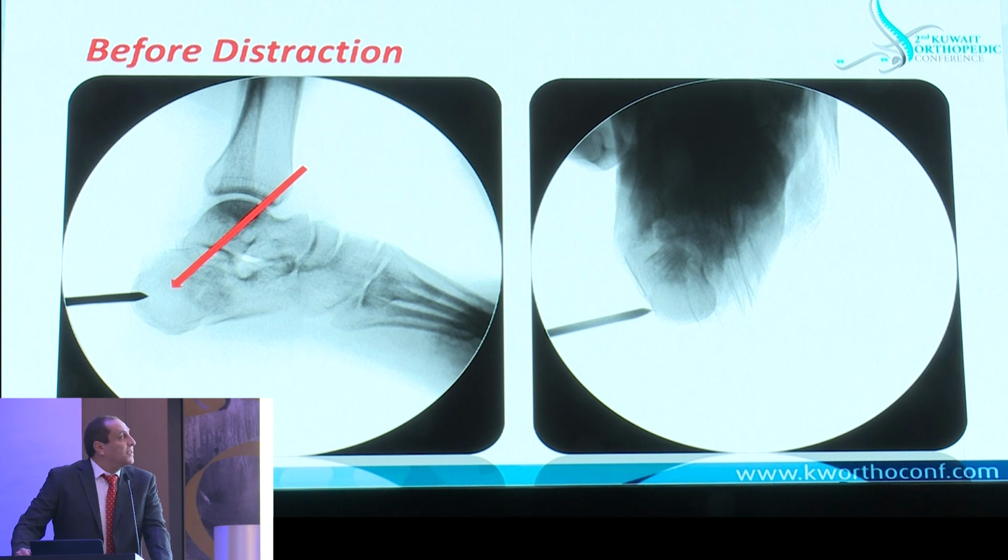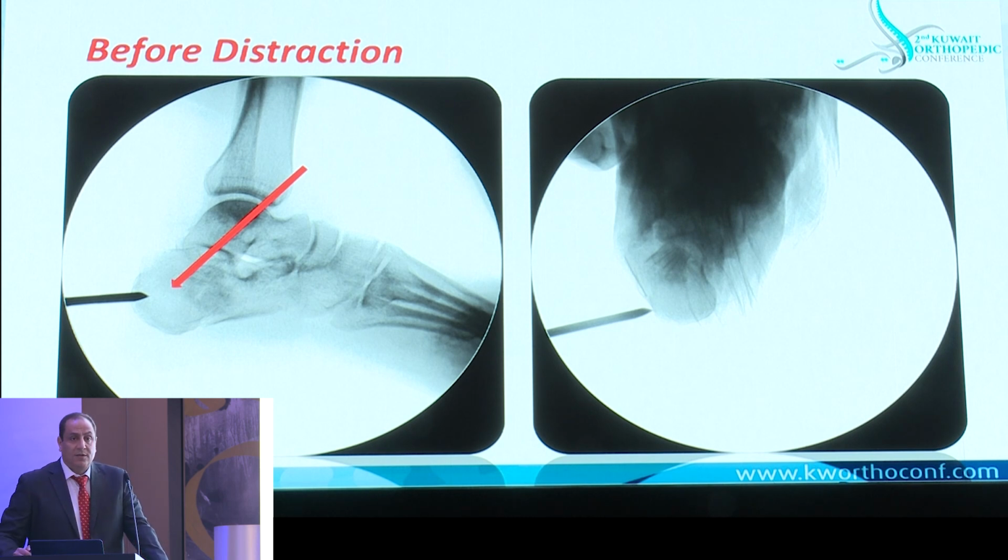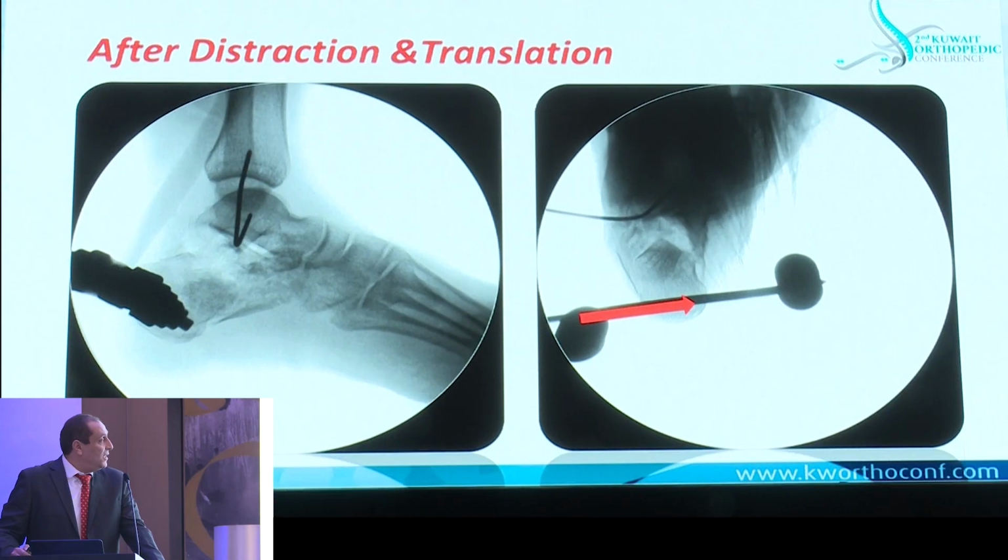This is the C-arm image taken before surgery. We use a distractor before opening the sinus tarsi approach. You put one calcaneal pin in the most posterior aspect of the calcaneal tuberosity, perpendicular to the malaligned tuberosity, and the other pin in the distal anterior aspect of the tibia, just above the ankle joint. We start distraction to push the calcaneal tuberosity distally, posteriorly, and plantarly.